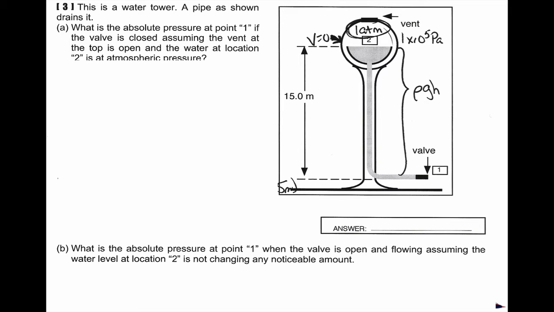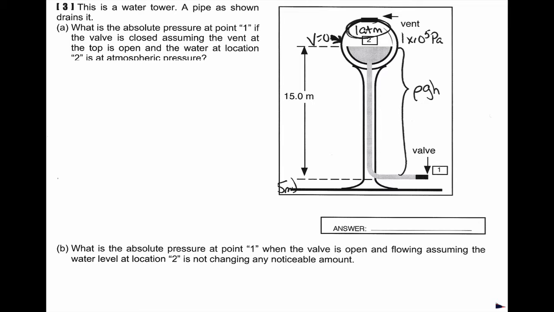Here's the solution to problem number 3. So if I look at this, I'm looking for the pressure at the bottom of the tank when it's closed off. I've got a big water tank, and it's got a vent at the top. It's so big at the top that the water's not moving downwards at any speed, so the velocity is going to be 0, and since it's vented to the atmosphere, the pressure is going to be 1 atmosphere of pressure.